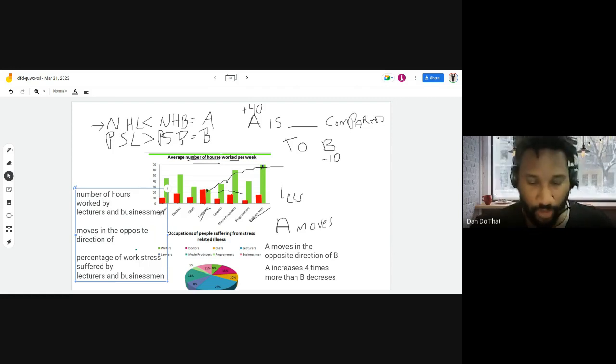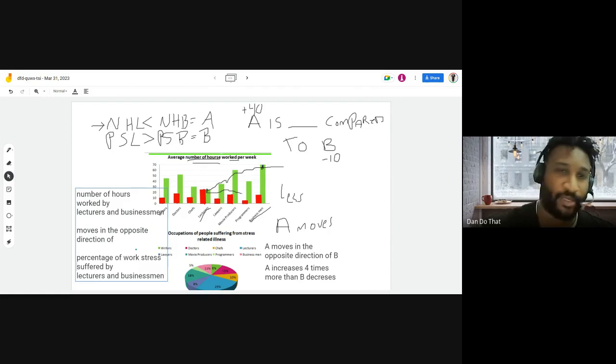So this is what the first, this is A and B put together. It's a combination because we're not just writing about lecturers, we're writing about lecturers and businessmen who work every week versus lecturers and businessmen who suffer a percentage or some amount of stress. All right, it's going to be long, but that's good for you. Just take it piece by piece.